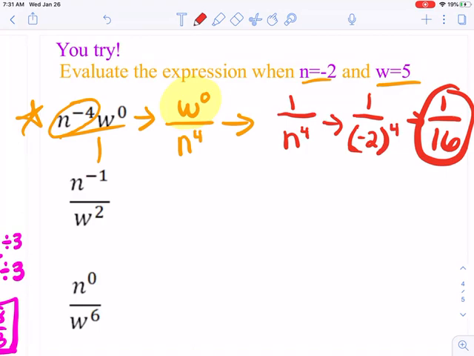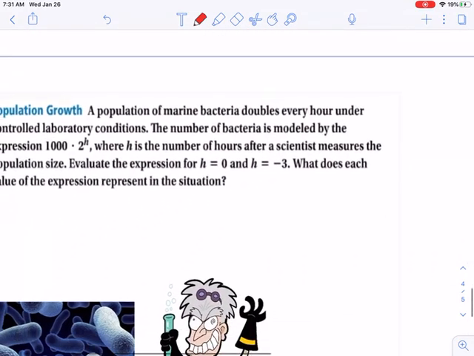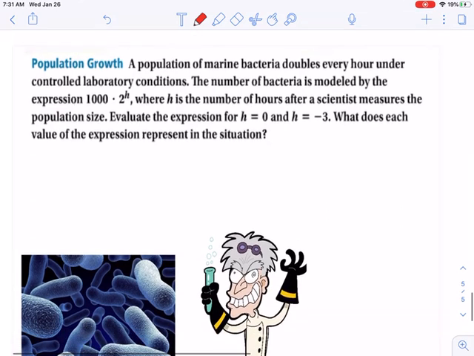All right, last slide here, and then you can get some practice on the worksheet. So here it says a population of marine bacteria doubles every hour under controlled laboratory conditions. The number of bacteria is modeled by this expression, 1,000 times 2 to the h. It says h is the number of hours after a scientist measures the population size. It says evaluate the expression for h equals 0 and h equals -3. What does the value of the expression represent in this situation?